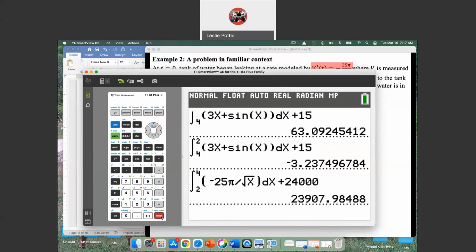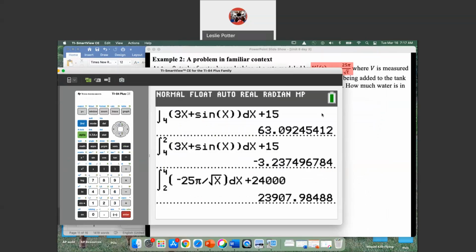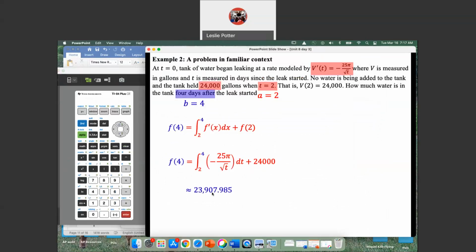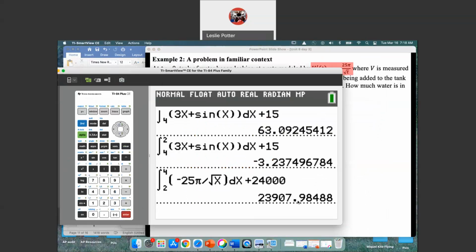and we get an answer of 23,907. So we lost, it looks like, about over 6,000 gallons in the 2-day period. So we end up with 23,907.985 gallons at the end of that 4-day period.